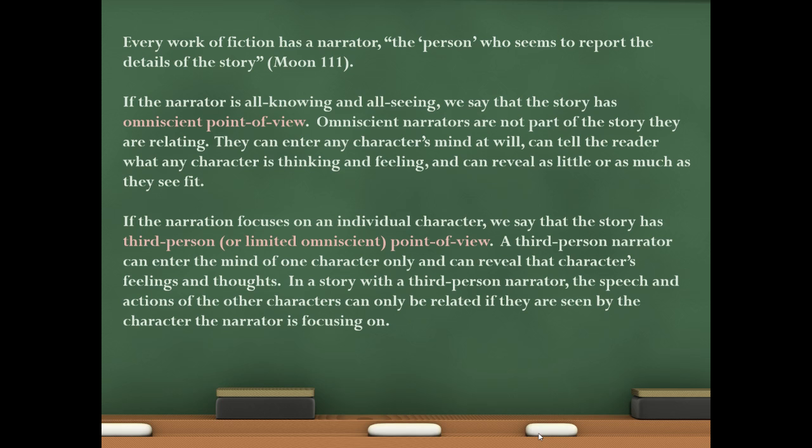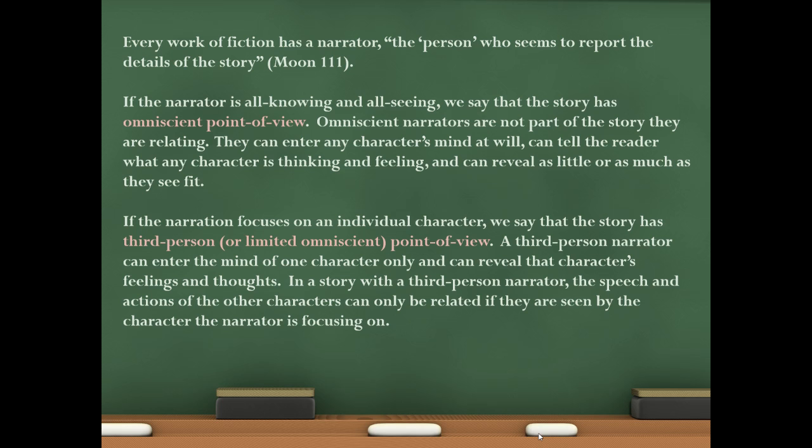Every work of fiction has a narrator, the person who seems to report the details of the story. But these narrators can take different forms. So, if the narrator is all knowing and all seeing, we say that the story has omniscient point of view. Omniscient narrators are not part of the story they are relating. They can enter any character's mind at will, can tell the reader what any character is thinking and feeling, and can reveal as little or as much as they see fit.